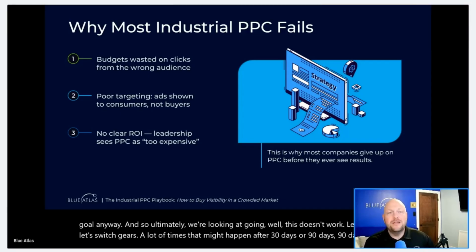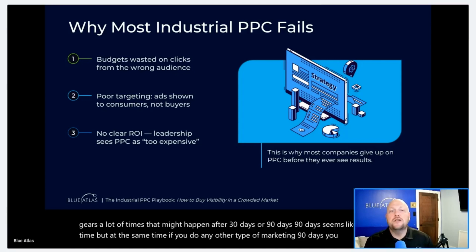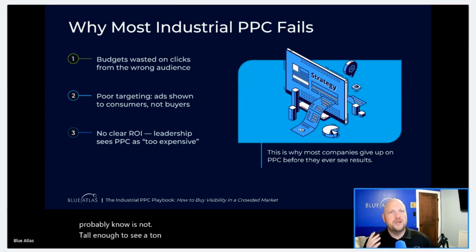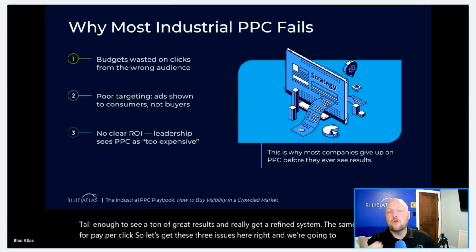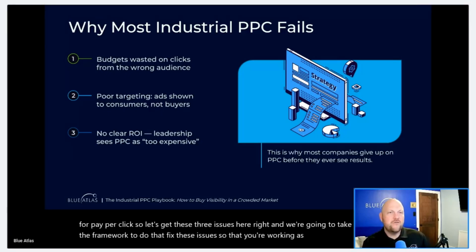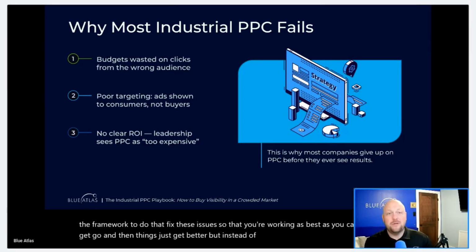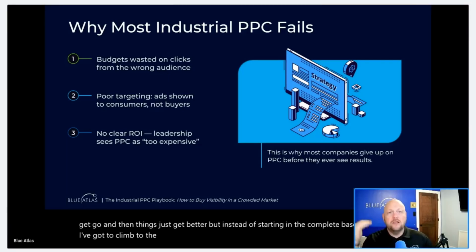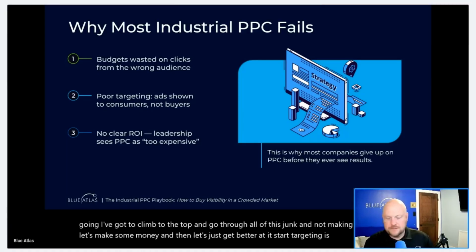90 days seems like a long time, but at the same time, if you do any other type of marketing, 90 days, you probably know, is not long enough to see a ton of great results and really get a refined system. The same does work for pay-per-click. So let's get these three issues here right, and we're going to take you through the framework to do that. Fix these issues so that you're working as best as you can from the get-go, and then things just get better. But instead of starting in the complete basement going, I've got to climb to the top and go through all of this junk and not making any money, let's make some money, and then let's just get better at it. So our targeting's better and those kind of things.